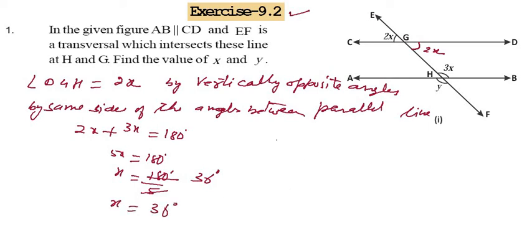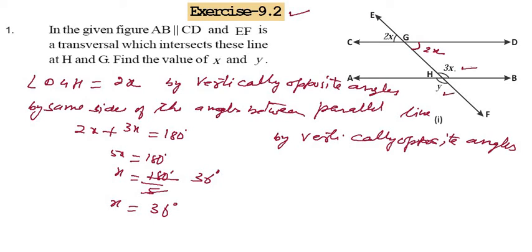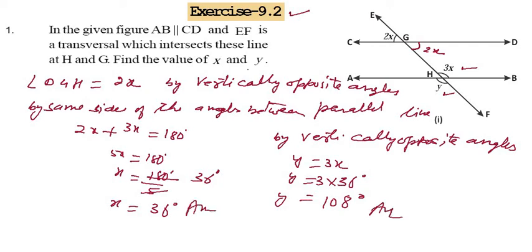As you know, by vertically opposite angles, this angle will be equal to this angle. So y will be equal to 3x. Put the value of x. So 3 into x is 36 degrees. So 3 times 36 is 108 degrees. So that will be your answer. So you can see here x and y, we can find these values.